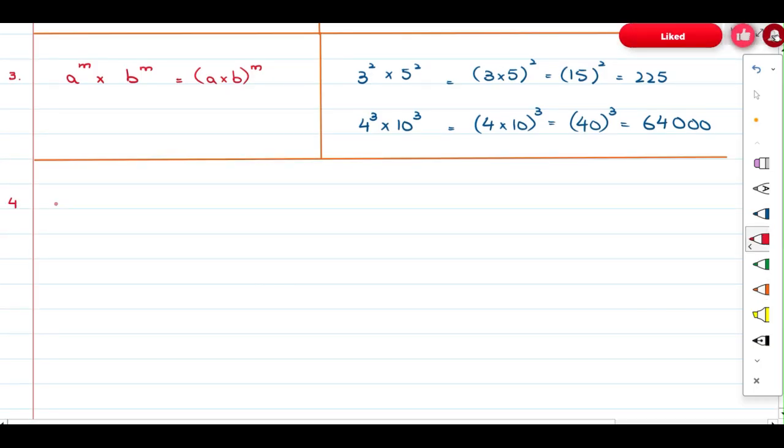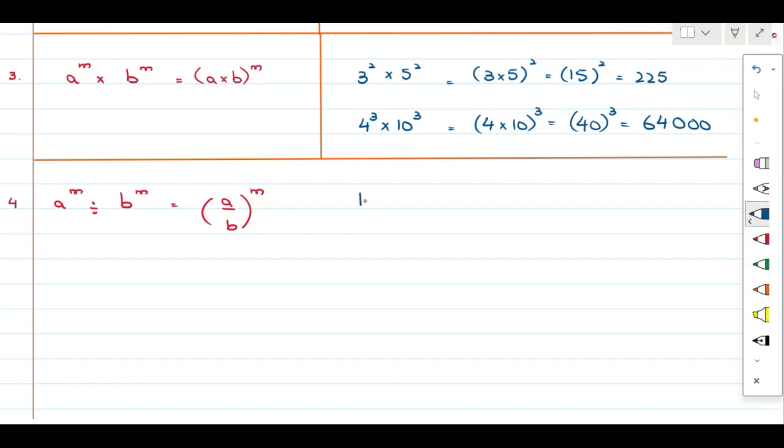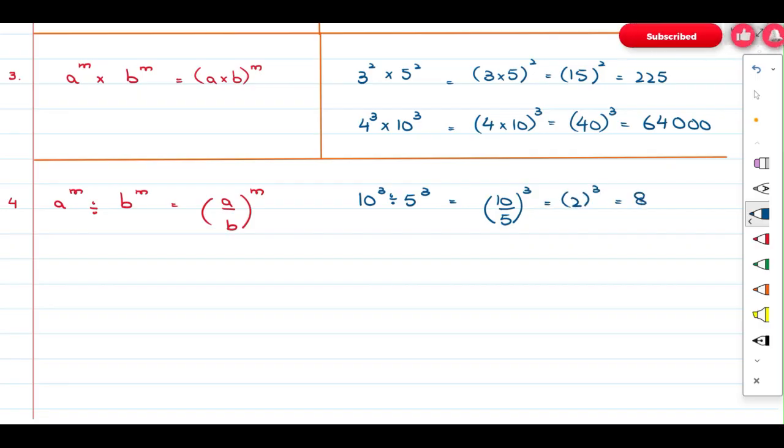Now let's move to the fourth rule. When you have different bases in division but the same powers, the bases are different but the powers are the same. So we can write the first base over the second base and combine it under the whole power. Let's do an example. If I have 10 cubed divided by 5 cubed, I can write this as 10 over 5, whole cubed. So 10 over 5 is 2, and 2 cubed is equal to 8.